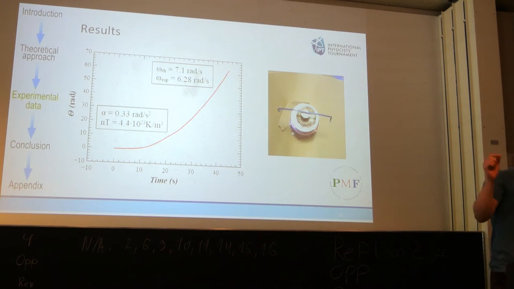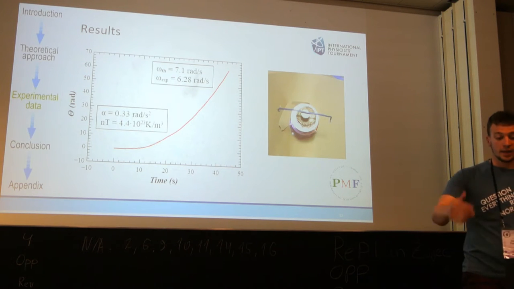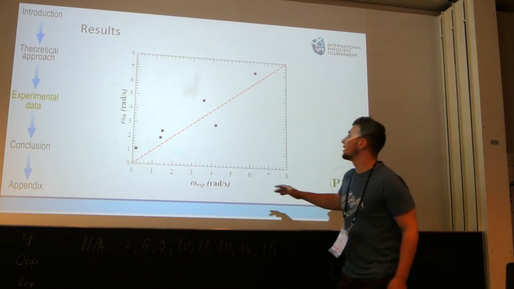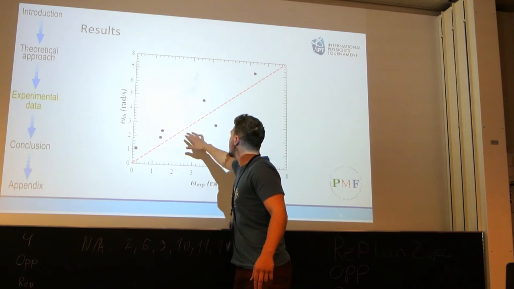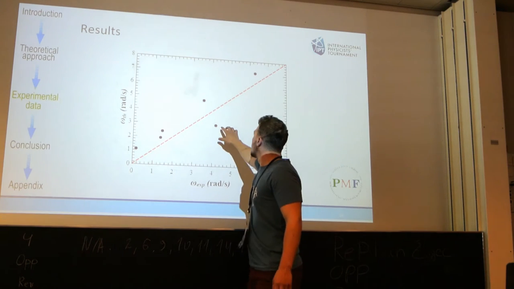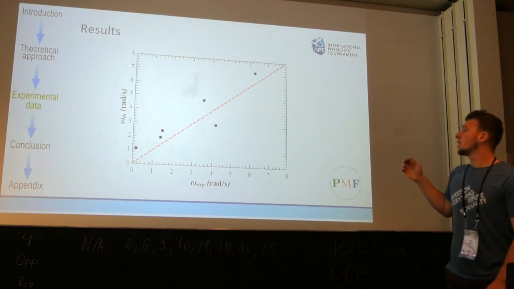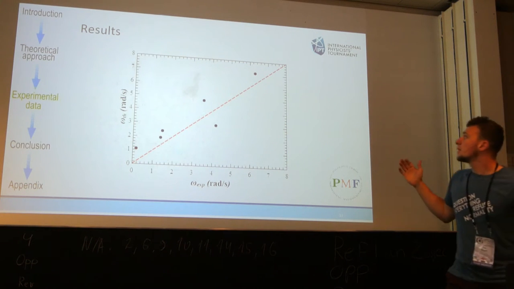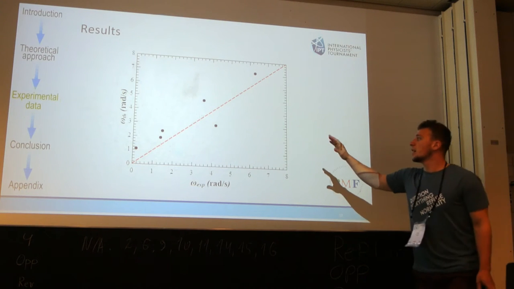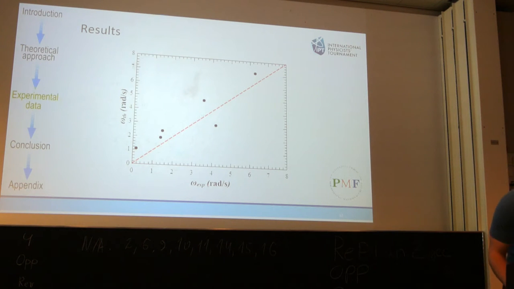And then we compared our theoretical predictions with experiments, and this is what we get. So this line, they're the same. These are what we actually measured, and it fits and agrees with our experiment very well. So these dots are different wires for which we measured angular velocity.